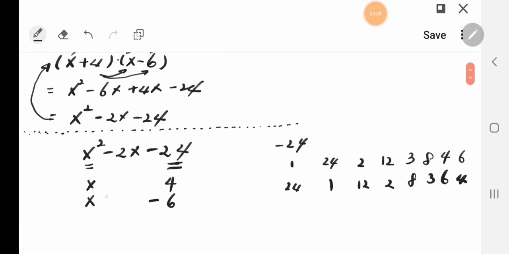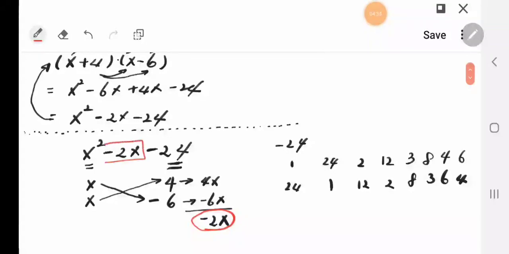And the next step is cross multiply. So x times 4, and write it to the next number. So x times 4 is 4x. And cross multiply this, so that will be negative 6x. Once you cross multiply, write the sum of the results. The sum is 4x minus 6x, which is negative 2x. Then check if the sum is the same as the term in the middle; if so, we are done. Negative 2x is the same as the second term.